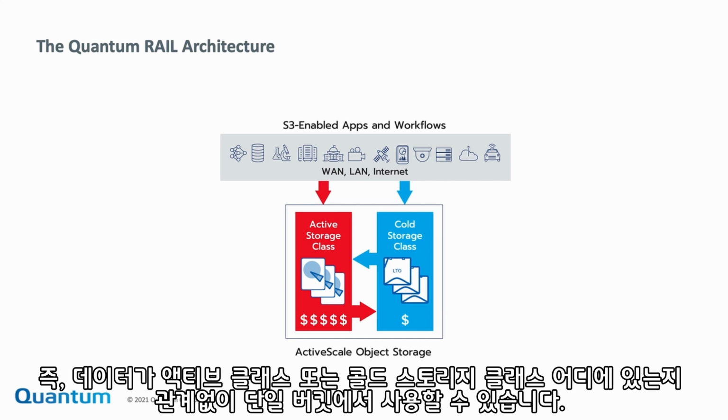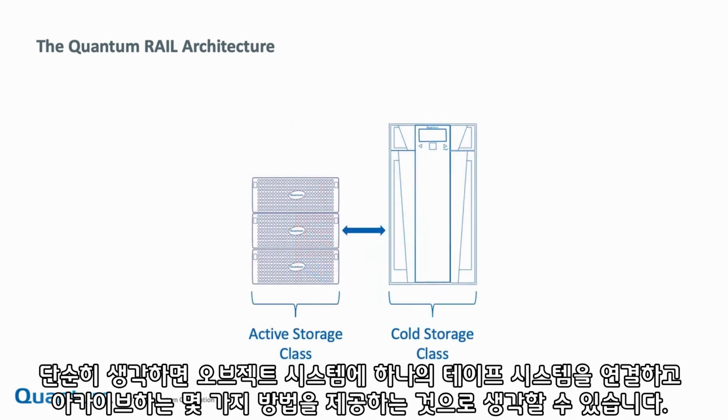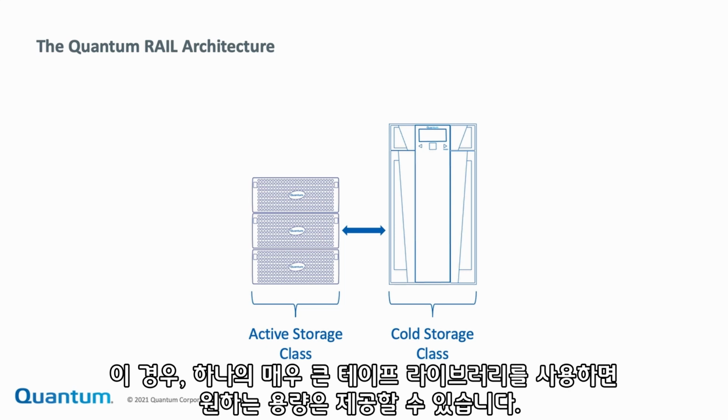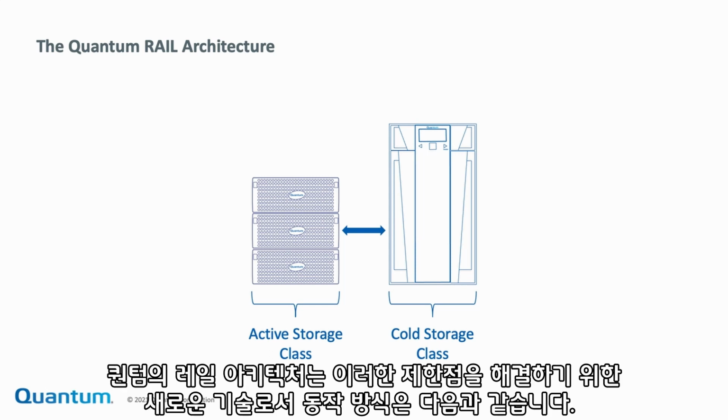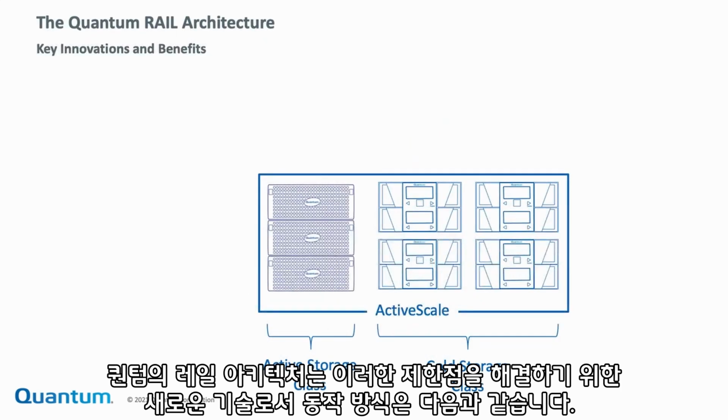Now it's easy to imagine using a monolithic tape library behind an object storage system and then providing some mechanism to archive objects to tape. Although using a single, very large tape library may provide the desired capacity, it does, however, severely limit performance, availability, and durability. The Quantum Rail architecture does not work like that. It is unique, and it works like this.